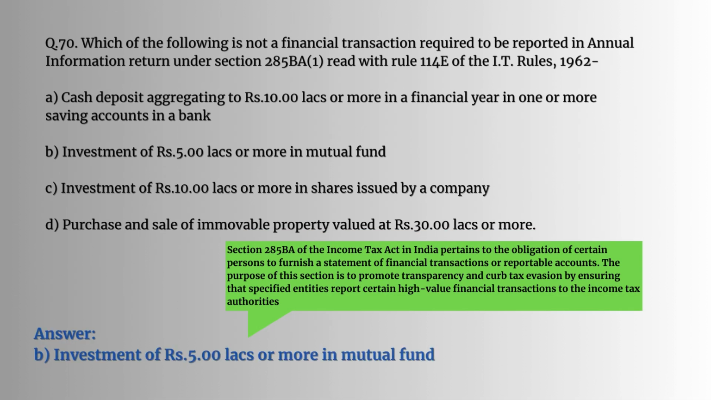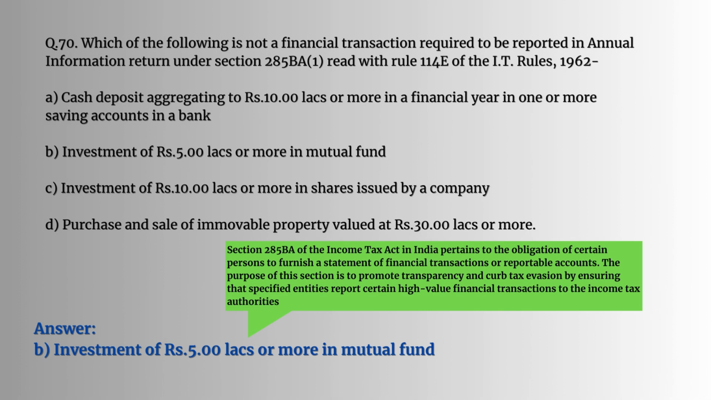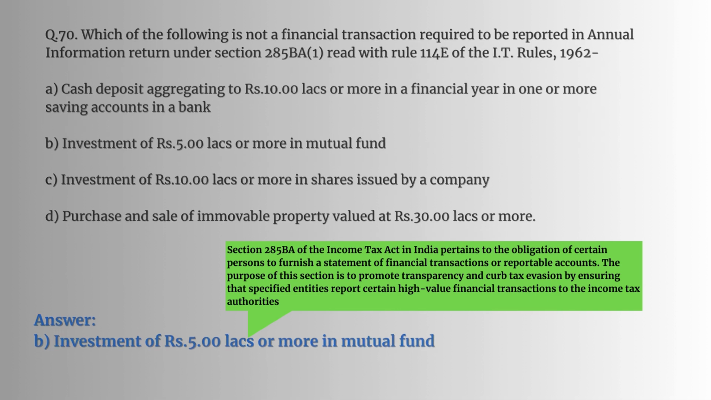Question number 70. Which of the following is not a financial transaction required to be reported in annual information return under Section 285BA? So what is Section 285BA? Section 285BA pertains to the obligation of certain persons to furnish a statement of financial transactions or reportable accounts. The purpose of this section is to promote transparency and curb tax evasion by ensuring that specified entities report certain high-value financial transactions to the income tax authority. So they are asking for not a financial transaction. So the answer would be B. Investment of rupees 5 lakhs or more in mutual funds.